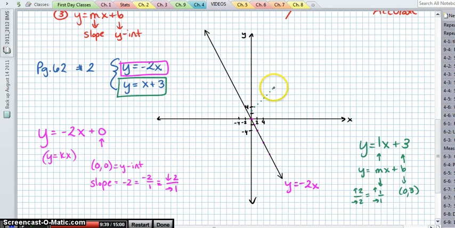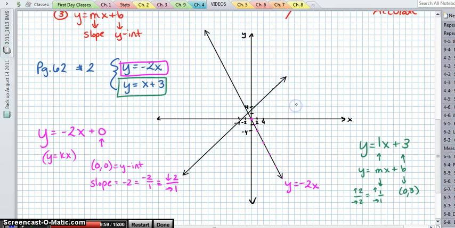So I could just do that, and then I can move up by whole boxes. So up 1, over 1, up 1, over 1. Let me go ahead and graph this line as well. Okay, again, it looks something like that. It's hard for me to line it up perfectly. 0, 3, something to that effect.